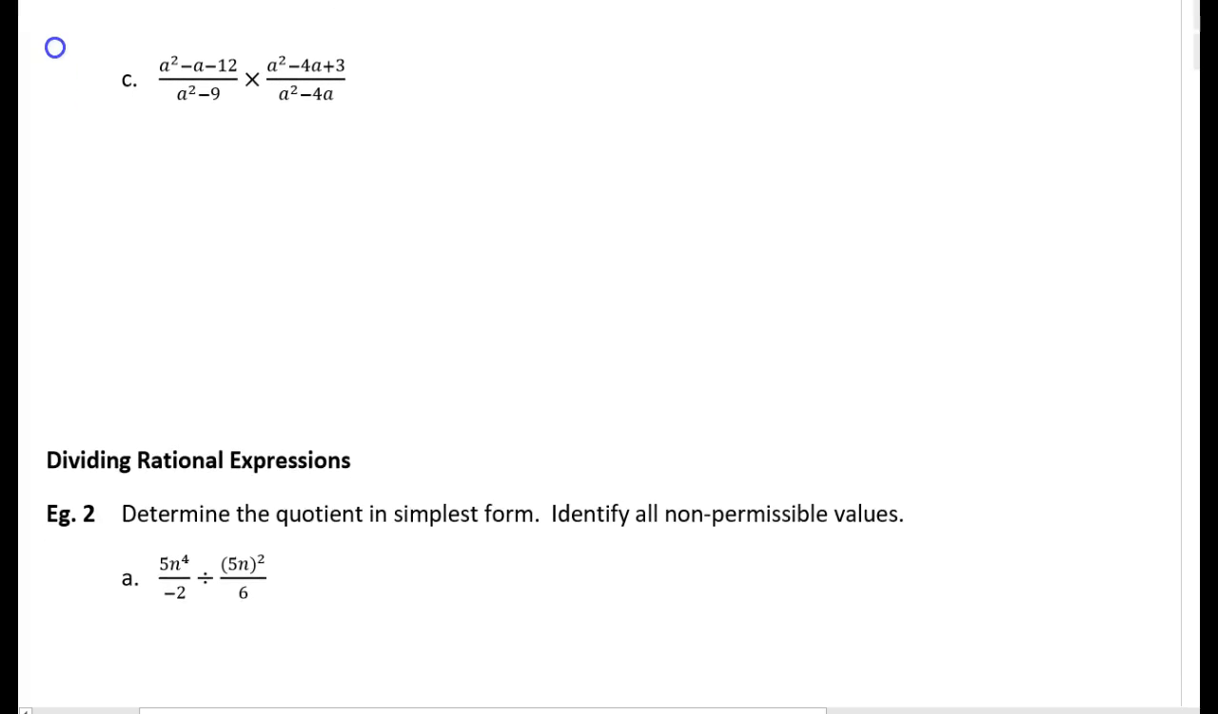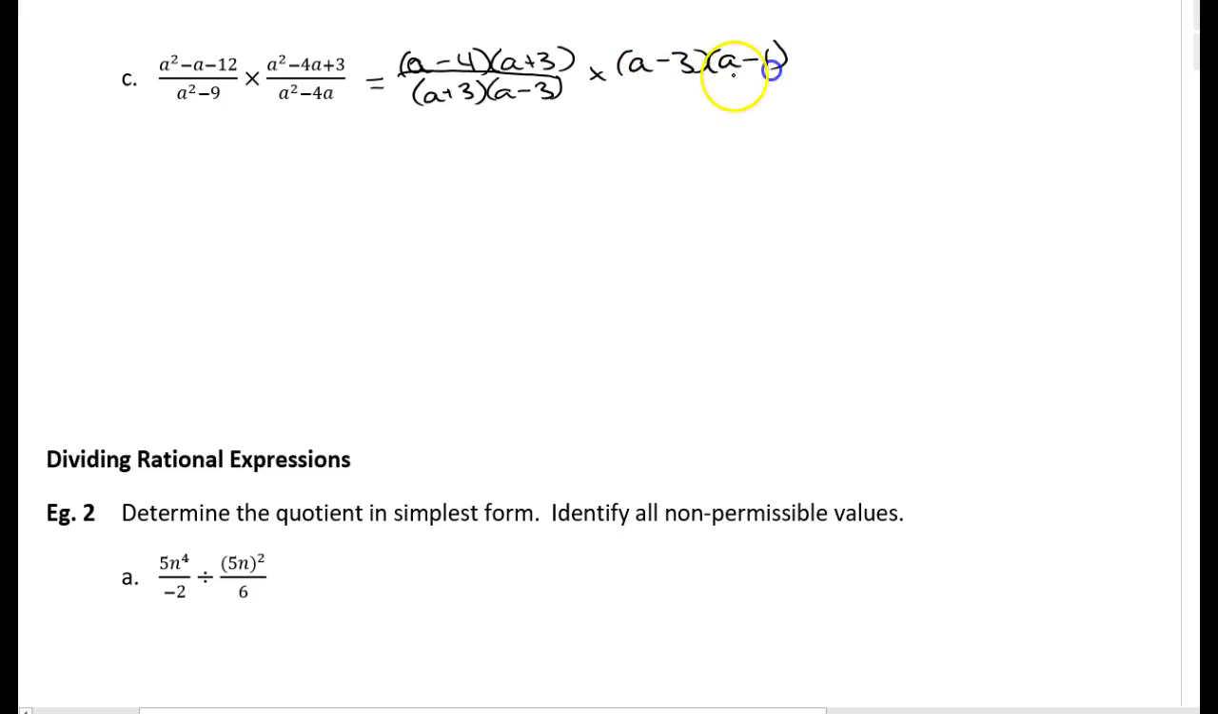Now our last example here is not in factored form. We want it in factored form so that we can spot any common factors between any of our polynomials. So I'm going to factor these out. Don't switch your variable. Minus 4, (a plus 3) over, this is a difference of squares, so (a plus 3)(a minus 3), all multiplied by (a minus 3)(a minus 1) over, I can factor out a as a common factor of both of those terms, so I'm left with a minus 4 here.